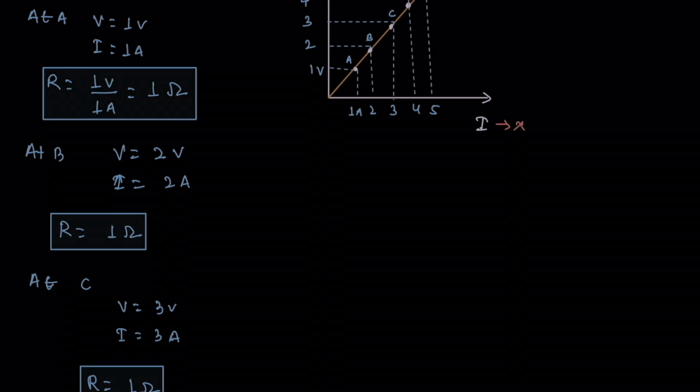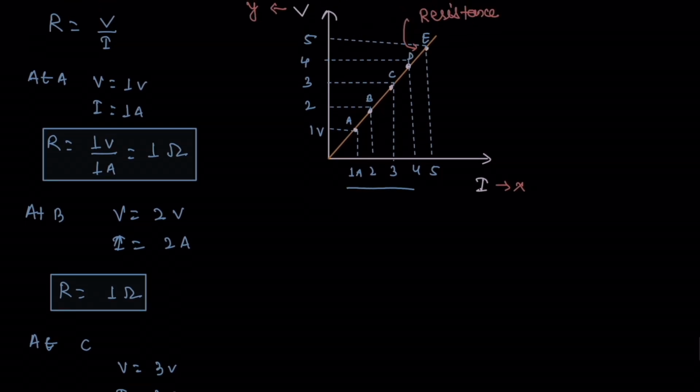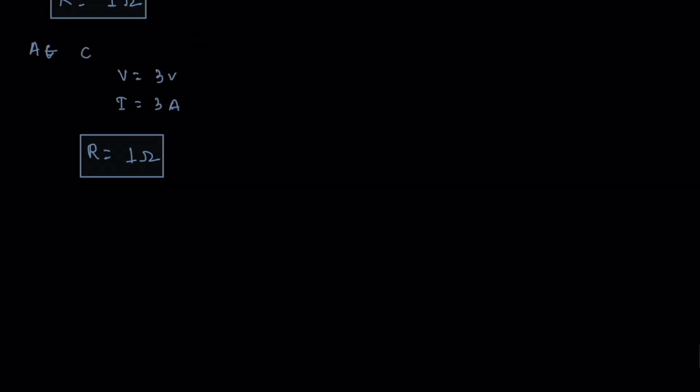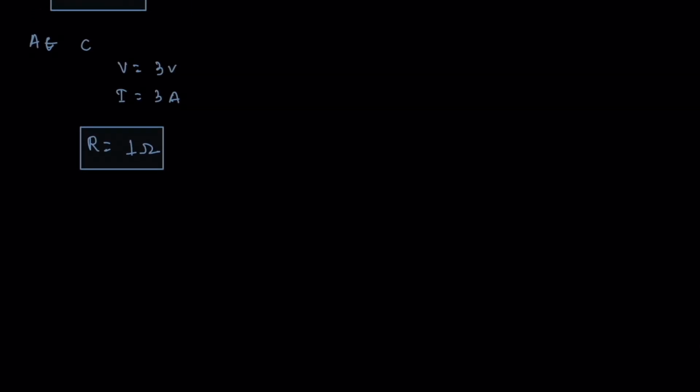And how is it changing? Current is increasing and voltage is also increasing, but resistance is constant. So this is Ohm's law. We can note it down. SI unit of resistance is ohm. Symbolically it is represented as omega.